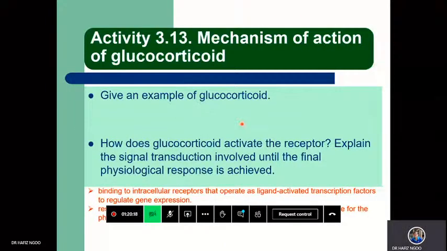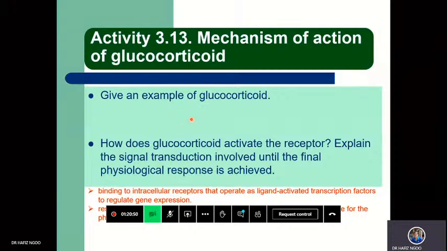Then the mechanism of action of glucocorticoid. As we know, the main function of glucocorticoids is basically to increase your glucose level, or actually it regulates glucose homeostasis. Not really homeostasis, I would say it basically increases the plasma glucose level. So when stressed, the glucocorticoid cortisol is secreted, the plasma cortisol increases. Okay. Then how does this activate the receptors?